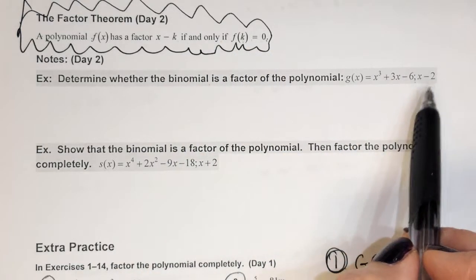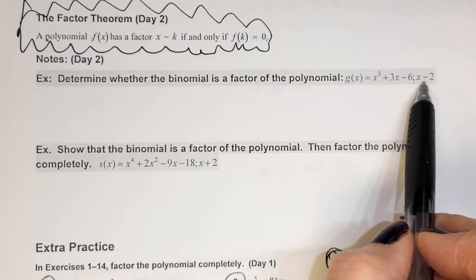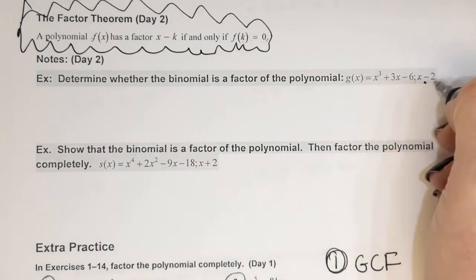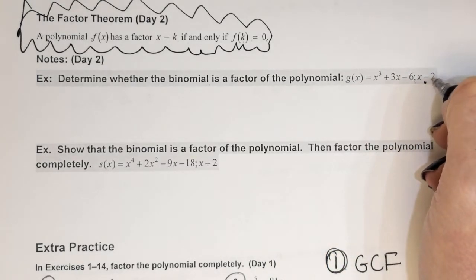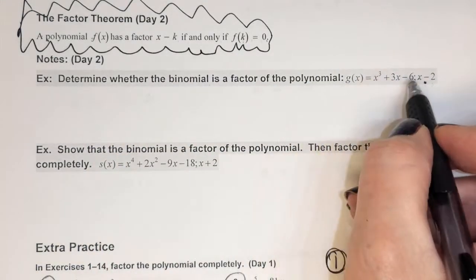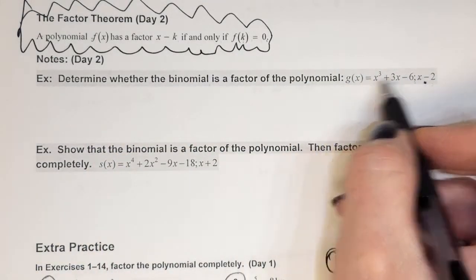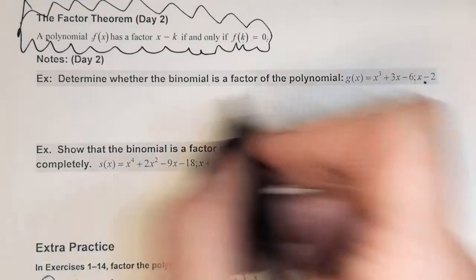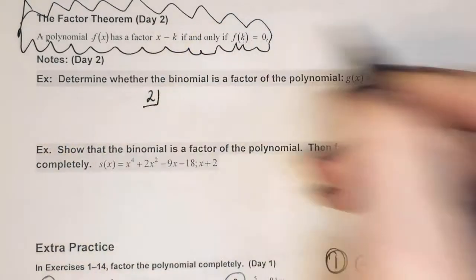Okay, so we want to know, is this a factor? What's the k value here? 2, right? 2 is the factor, x minus 2. So 2 is the value of k. How can I quickly check to see if plugging in 2 would give me 0? I could literally plug it in, right? But what's the new way we learned? Synthetic division, so I can put 2 in the box.